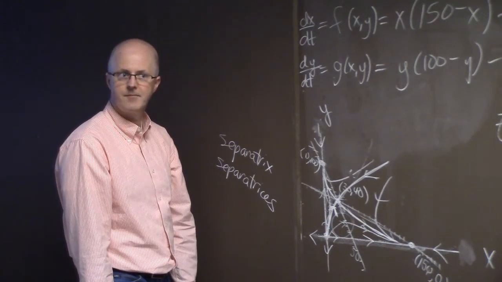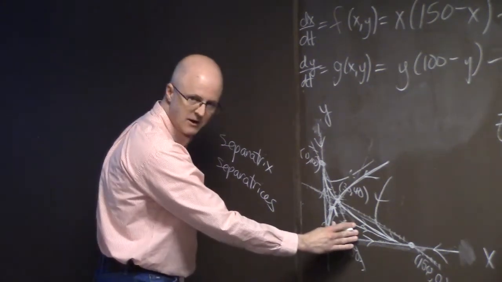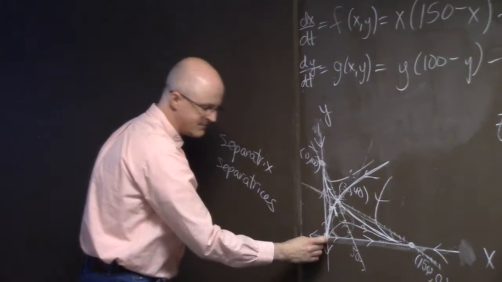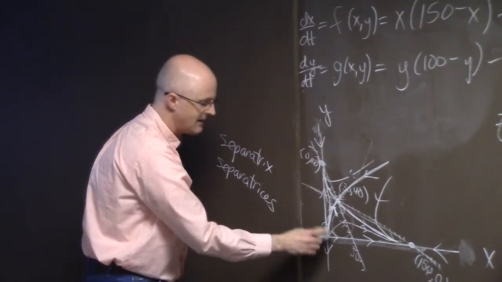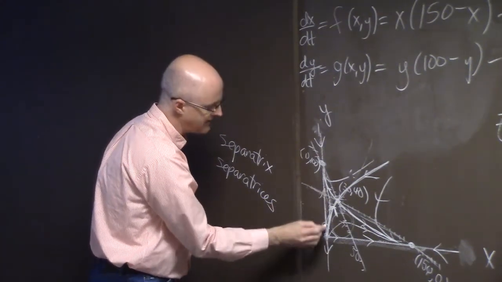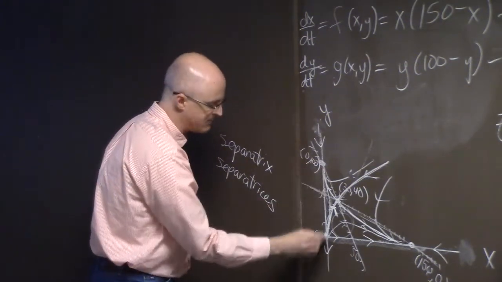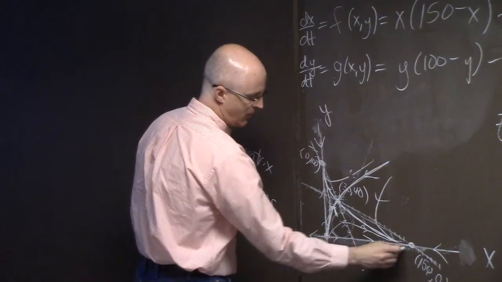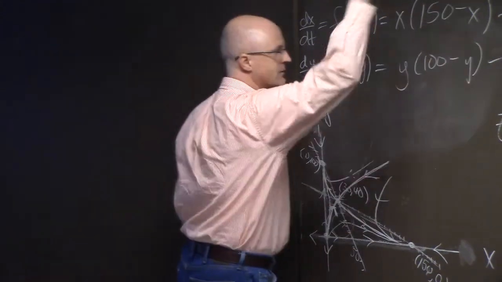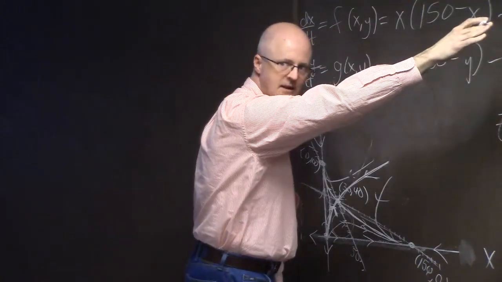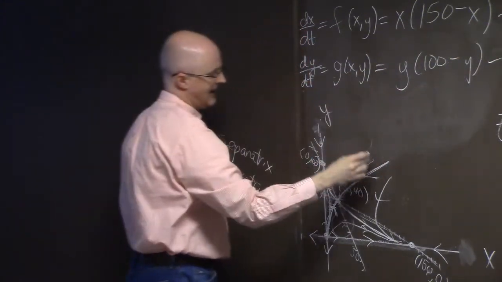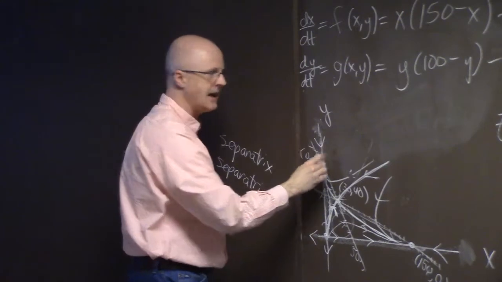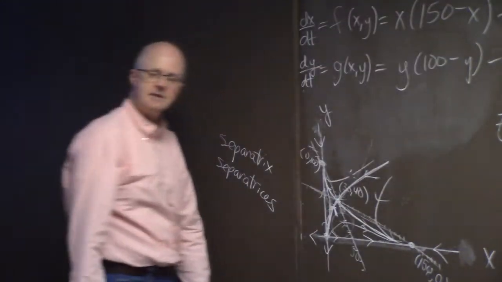Solutions down here for initial conditions in here head to that point as t goes to plus infinity, and this point as t goes to minus infinity. Solutions with initial conditions in here head to this point as t goes to plus infinity, and this point as t goes to minus infinity. Solutions in here head to this point as t goes to plus infinity, and off to infinity as t goes to minus infinity. And solutions with initial conditions up here head to this point as t goes to plus infinity, and off to infinity as t goes to minus infinity.